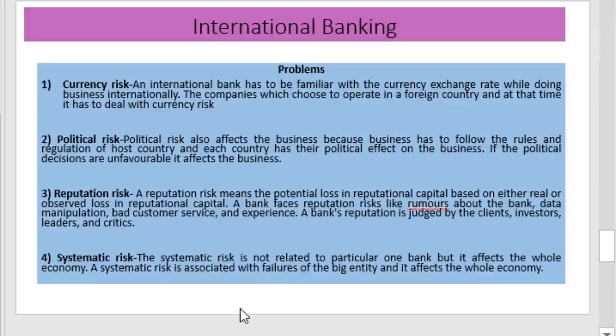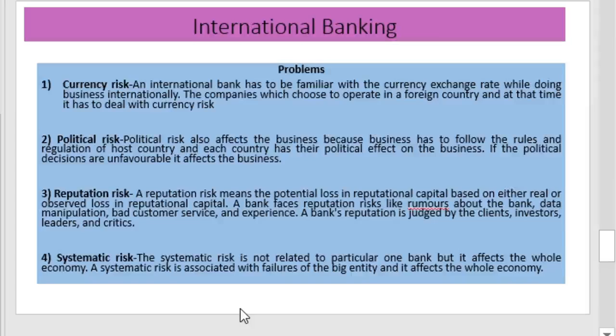Some of the problems faced by international banking are the risks associated with international banks. That includes currency risk. That is, an international bank has to be familiar with the currency exchange rate while doing business internationally. Those who are unaware of the situation have to face currency risk. Second one, political risk also. That is the risk associated with the political situations of different nations, which will also create problems in the smooth functioning of the international bank account.